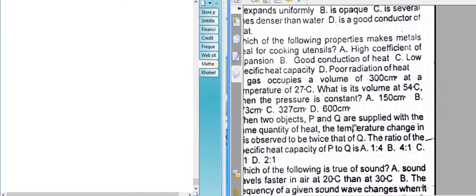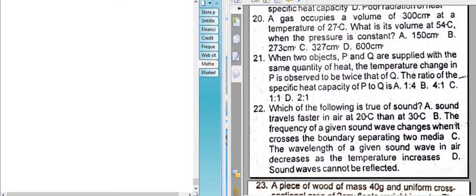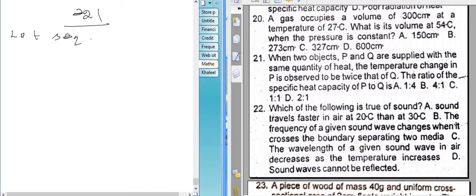Question 21. When two objects P and Q are supplied with the same quantity of heat, the temperature change in P is observed to be twice that of Q. The ratio of the specific heat capacity of P to Q is what? So let us jot down our data. Let the change in temperature of Q be theta. Then the change in temperature of P is 2 theta. Again, as given, the quantity of heat in P is equal to the quantity of heat in Q.